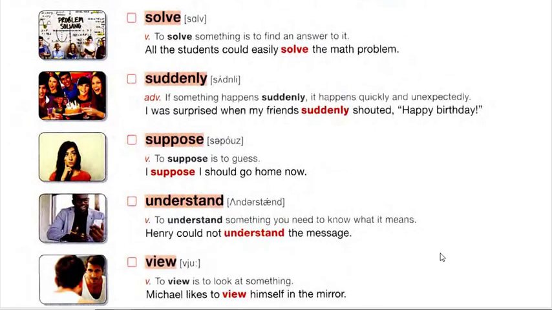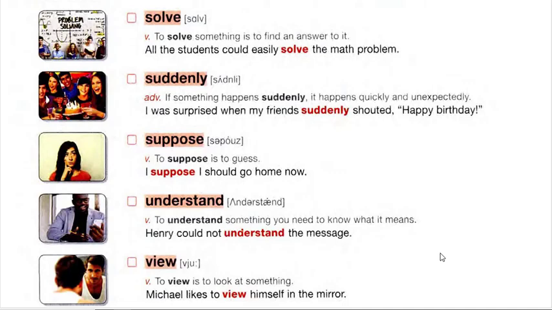The next word is solve, verb, حل کردن. To solve something is to find an answer to it. All the students could easily solve the math problem.